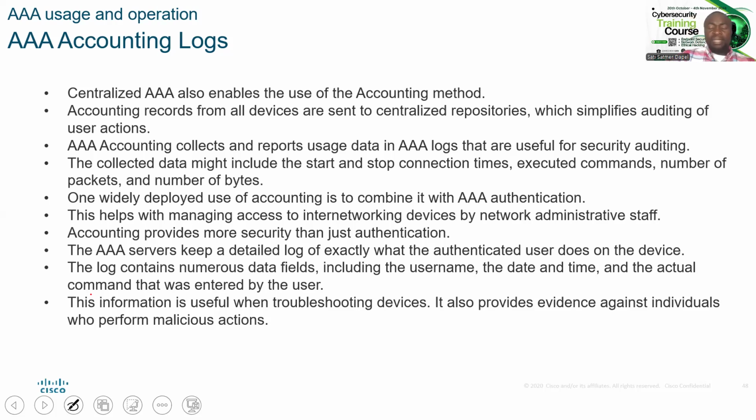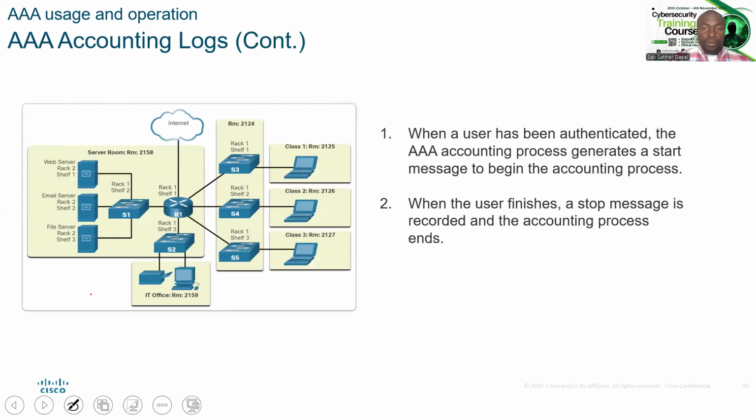All right. Now, what we are saying here is that you can have a particular system configured for your accounting, which is for your logs. Some of you must have heard about syslog. Syslog means system log. It's like a server you have kept aside, dedicated particularly for logs. That's basically what we are saying here. So when a user has been authenticated, the AAA accounting process generates a start message to begin the accounting process. When the user finishes, a stop message is recorded and the accounting process ends.